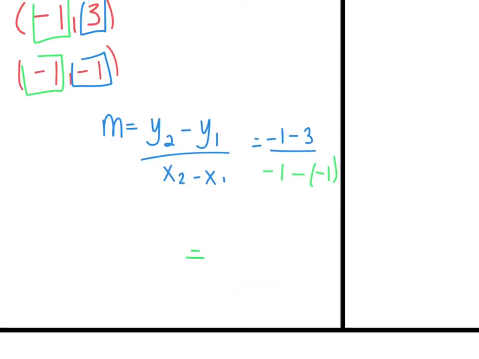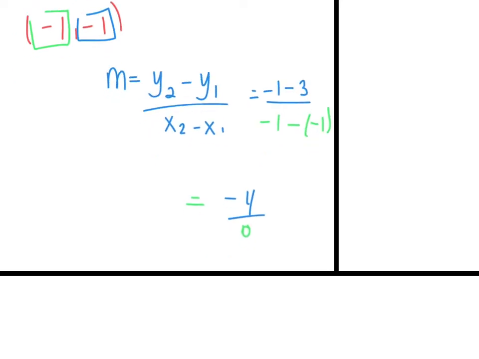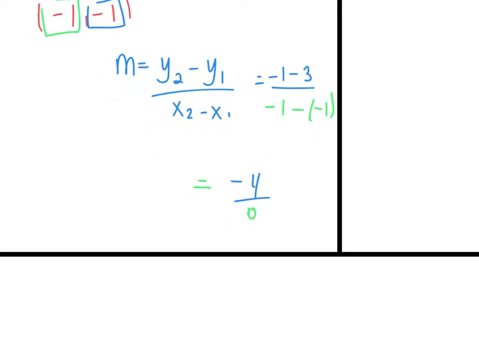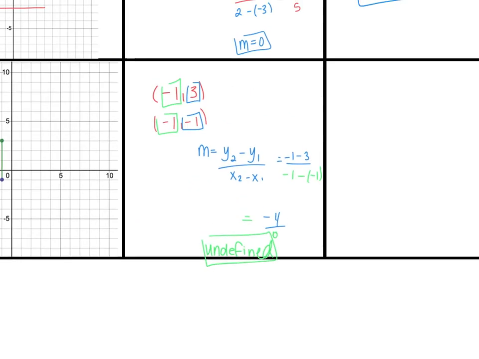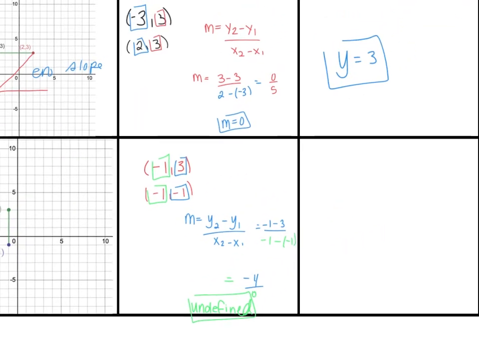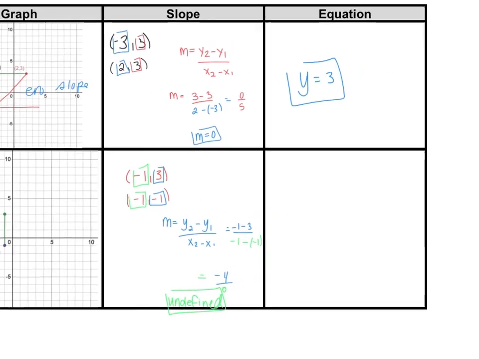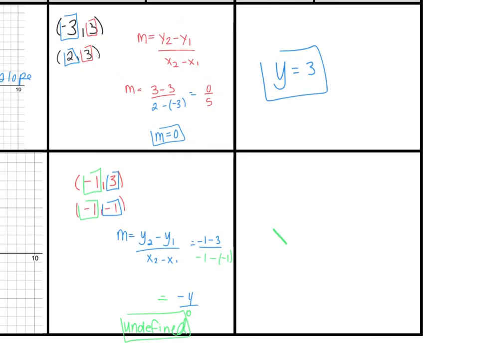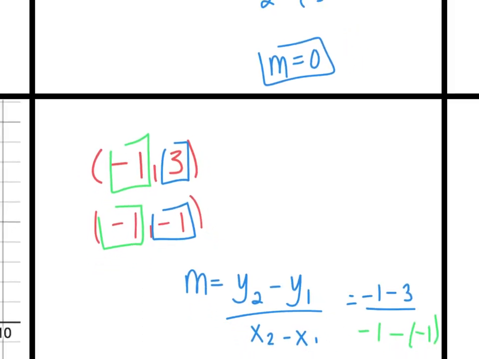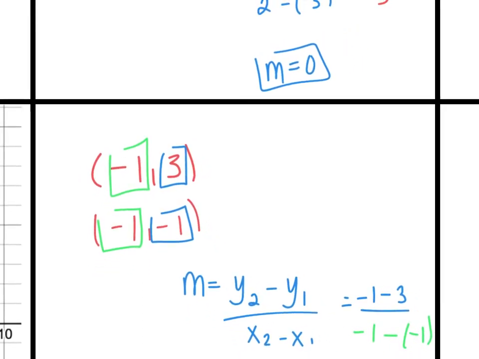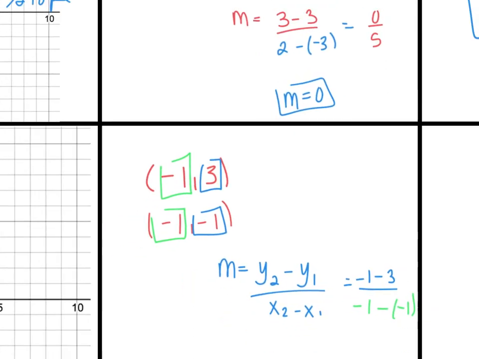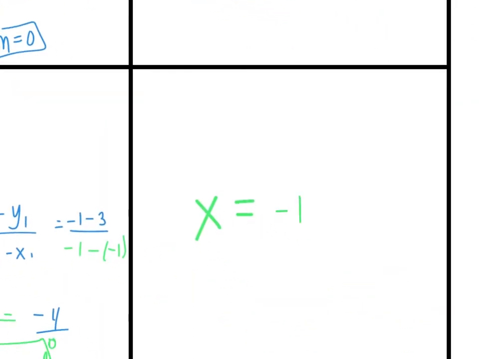When I type this into my calculator, I get -1 minus 3, which is -4. -1 minus -1 is 0. And if you type that into your calculator, you get error, or undefined. So my slope for this function is undefined. Whenever I have an undefined slope, I'm going to have an x equals. If I look at my coordinates, the one thing that's the same every single time is that my x value is always a -1. So the equation of this line is x equals -1.